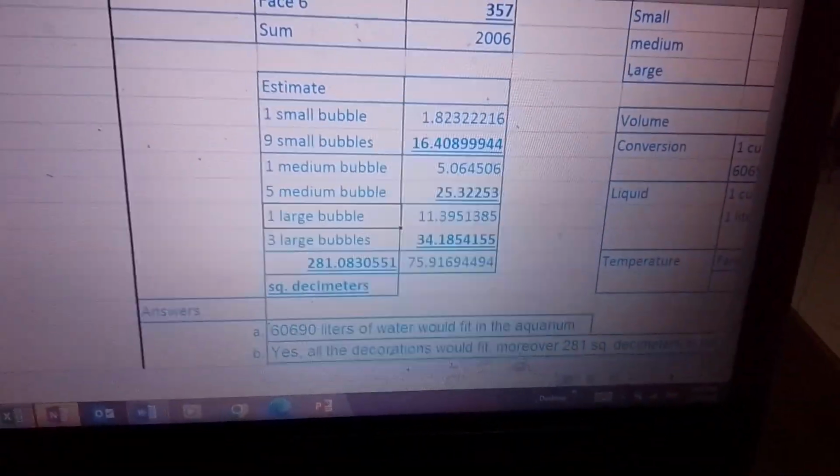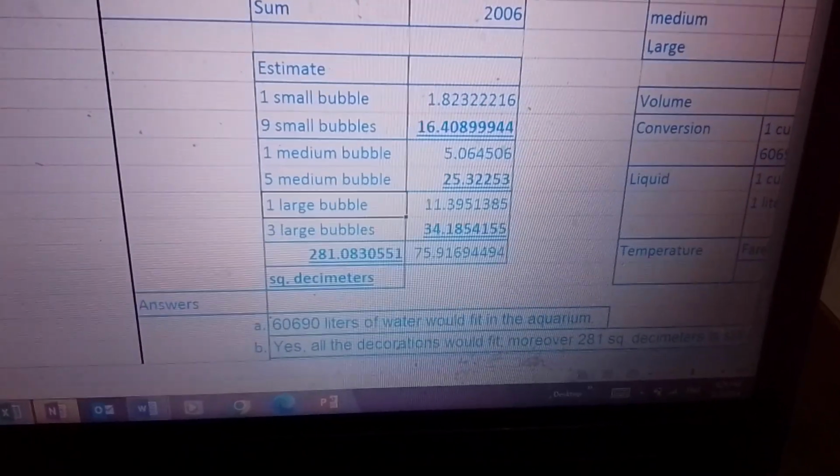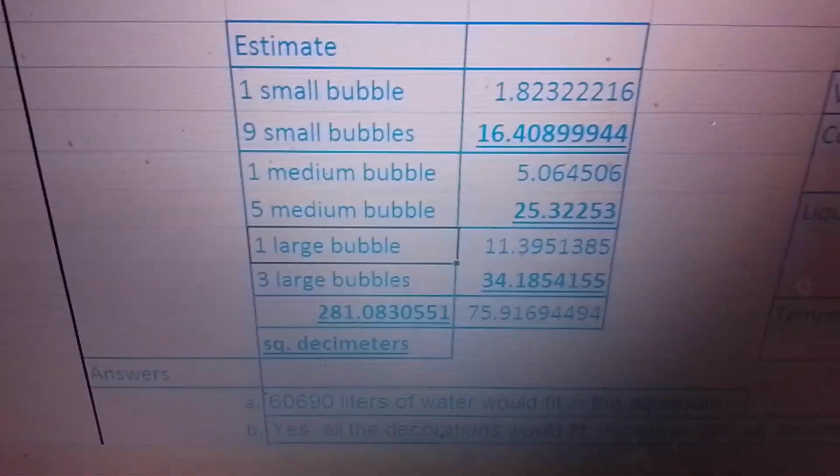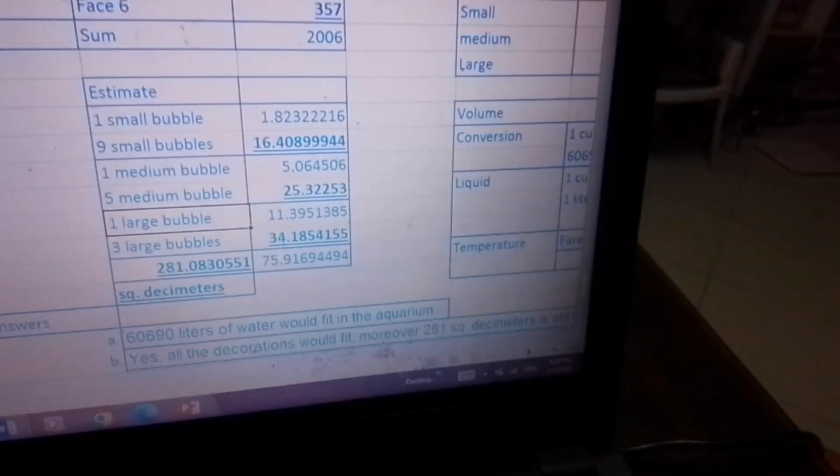Then remember, since we divide it, there are 12 large bubbles, and we divide it by 4, so we need to get 3 large bubbles only. So, 3 times 11.39.